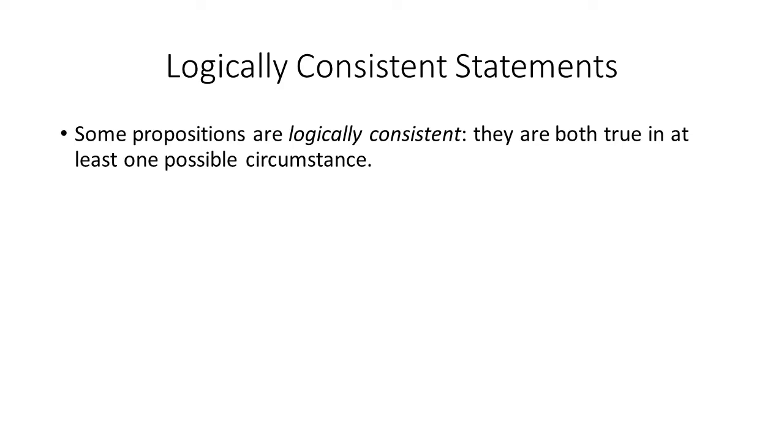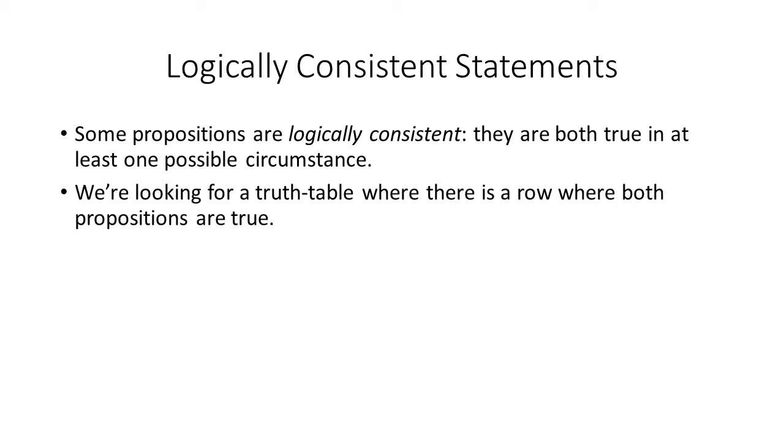All right, so next we have logically consistent statements. Some propositions are logically consistent. They're both true in at least one possible circumstance. When we say they're logically consistent, then what we mean roughly is something like, given the laws of logic, they could both be true. So what we're looking for is a truth table where there's a row where both propositions are true.